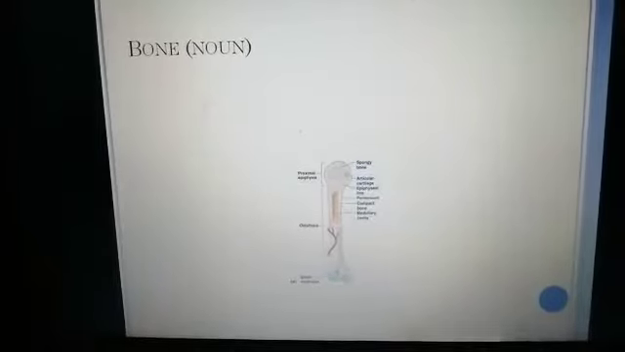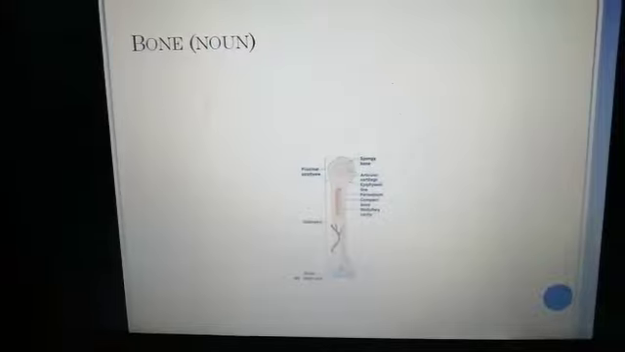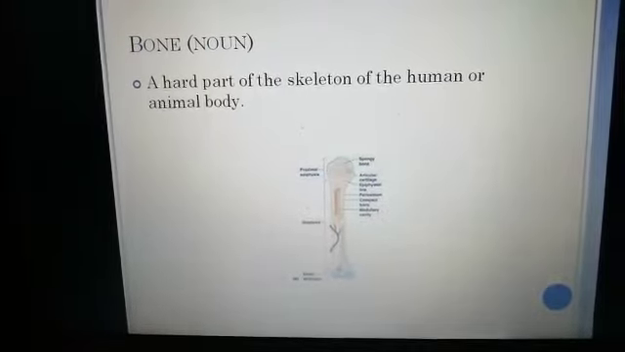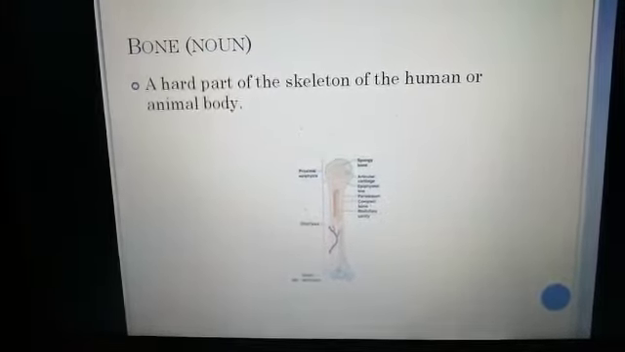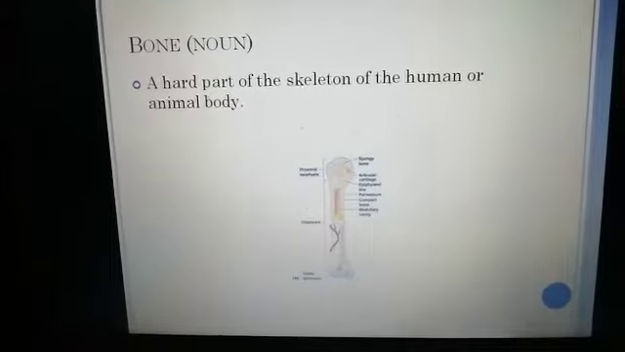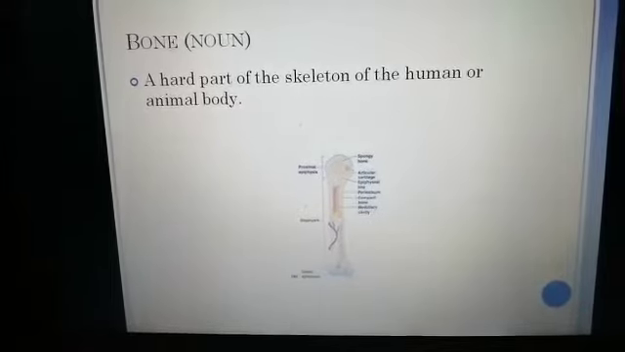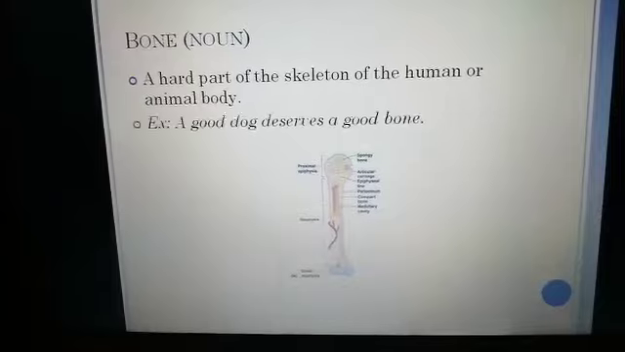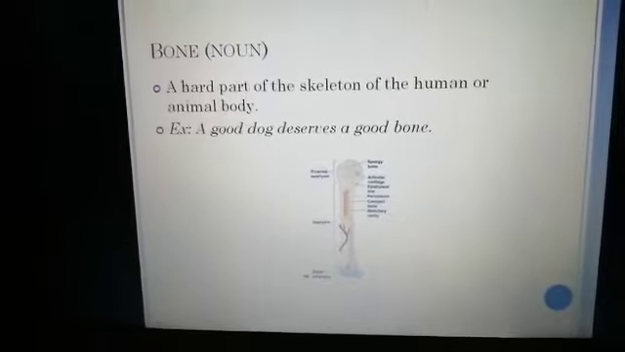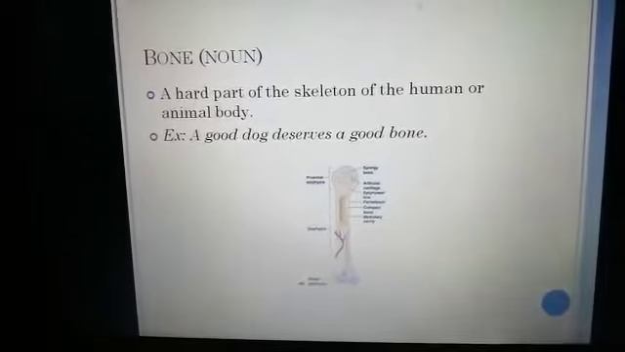Bone. Of course, you know what's the meaning of bone. It's a hard part of the skeleton. It's a noun, and it's a hard part of the skeleton of the human or animal body. For example, a good dog deserves a good bone.